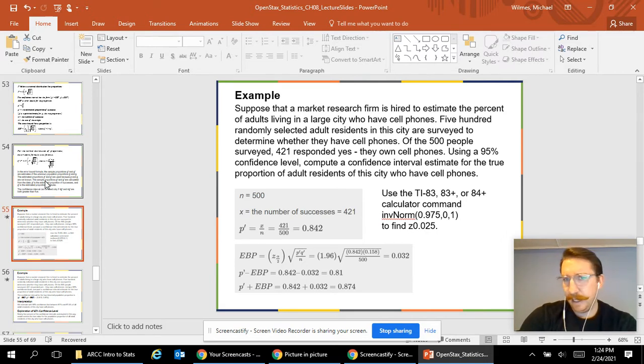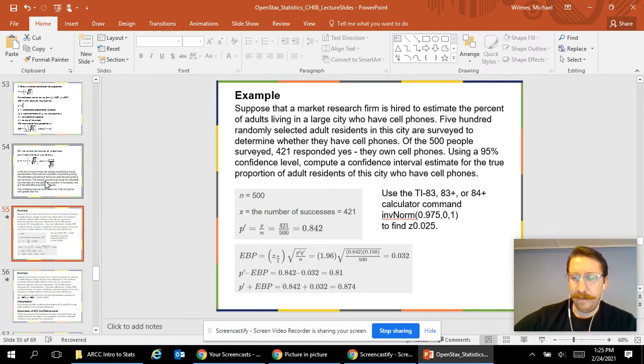So suppose we look at a city or a town, and we sample 500 people, and we find out that 421 of them had a cell phone. It's kind of old data, because now it's almost everybody, but back then, 84% of the people had a phone. We want to use a 95% confidence level to create a confidence interval that would say of the whole city, we are 95% sure that between this percent and this percent have a cell phone.